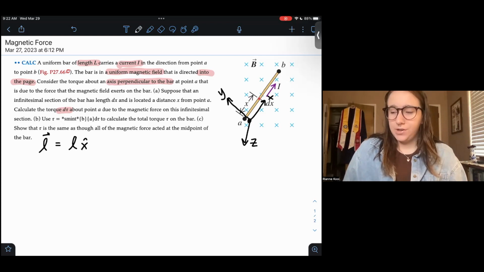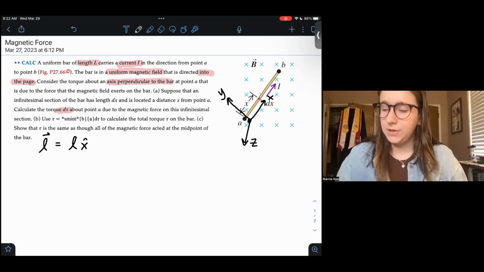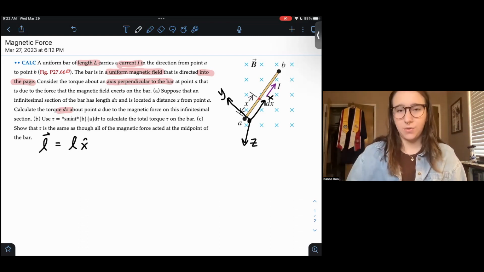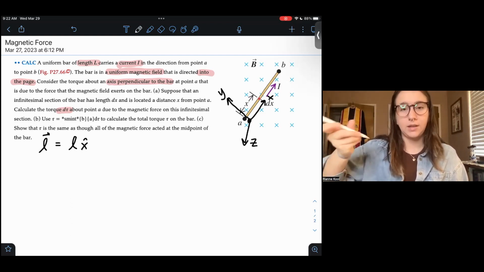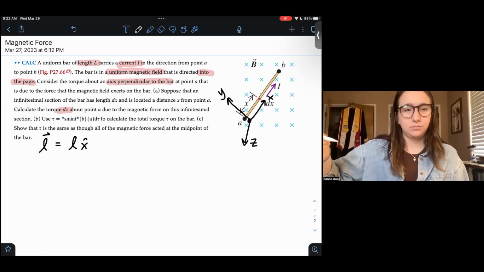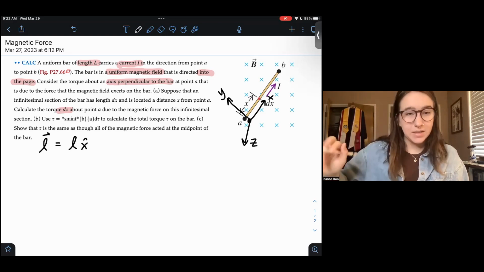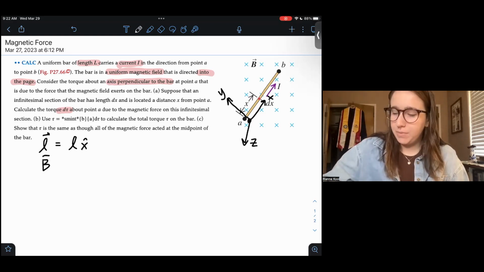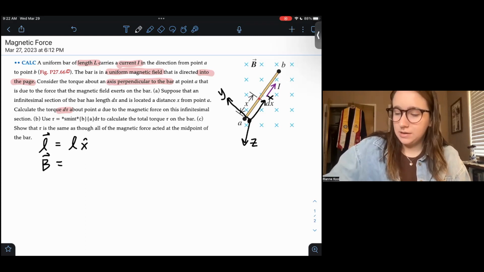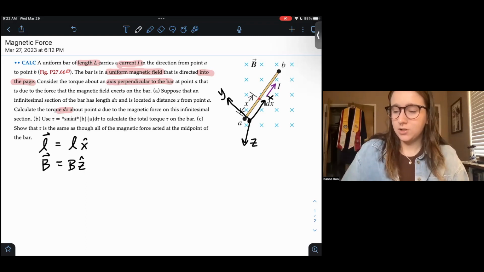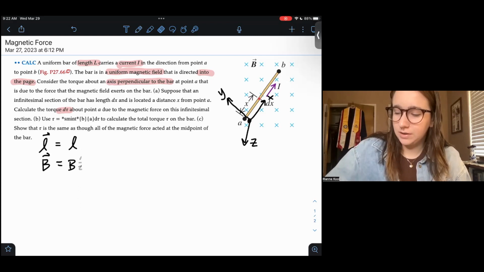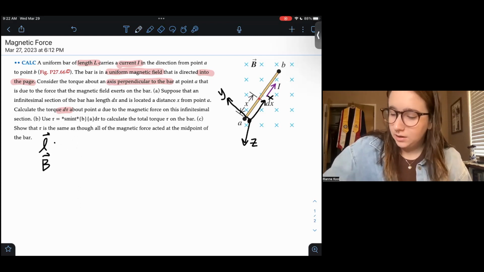Then our B field is a uniform magnetic field that's directed into the page. The way that I have it set up right now, the positive z direction is pointing out of the page. So since our magnetic field is pointed into the page, our B field is in the negative z hat direction. Let me rewrite this: L is in the x hat and B is in the negative z hat.